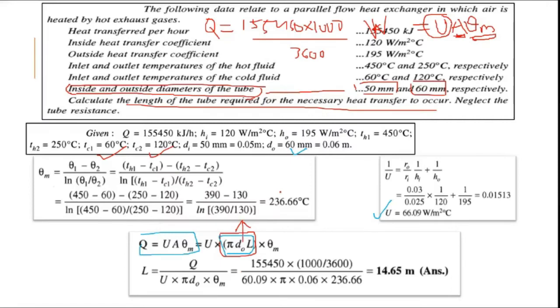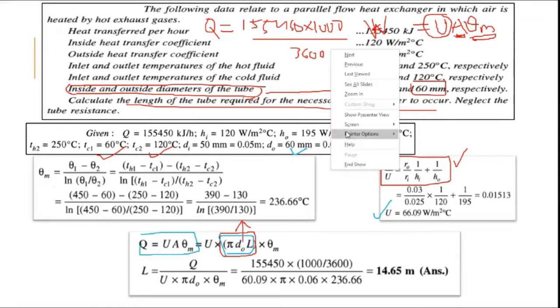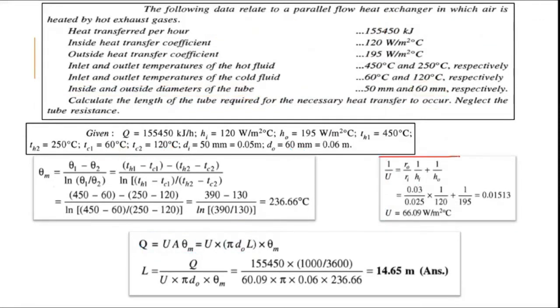I'll go to the question. We'll see what they have done. Here they have written the relation for 1 by U. 1 by U has been written as R0 by Ri multiplied by 1 by Hi plus 1 by H0. Was it the relation which we were getting for our case also? Yes, no? Were we getting the same relation? Yes, sir.